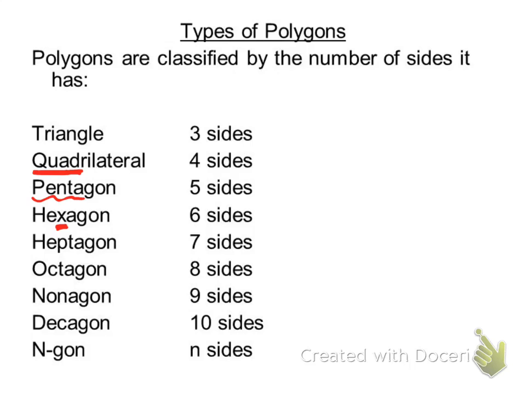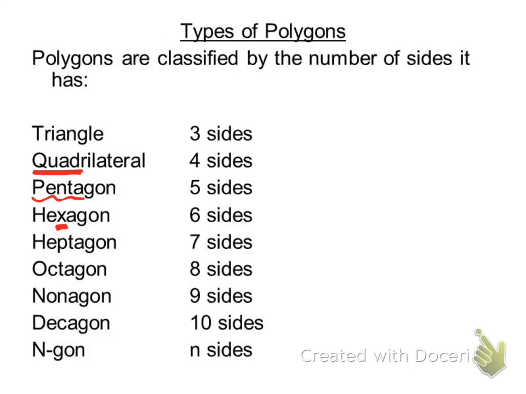Next one is a heptagon. That's 7. Octagon. People usually get that one right because the octopus has 8 legs. Octagon has 8 sides. 9 is a nonagon. 9 has an N in it. Non. Kind of the same. A decagon has 10 sides.